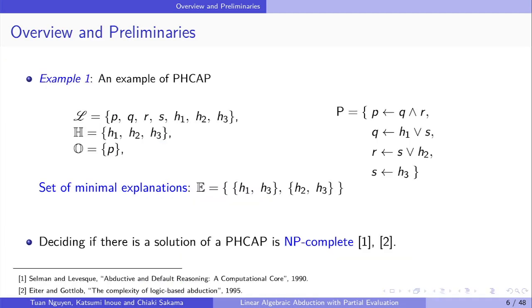This is an example of a PCAP problem. We have a simple program like this. We have L, S, O, P like this, and this is the set of rules. We have the AND rules and OR rules. The set of minimal explanations is H1, H3 and H2, H3. And deciding if there is a solution of the PCAP is an NP-complete problem.